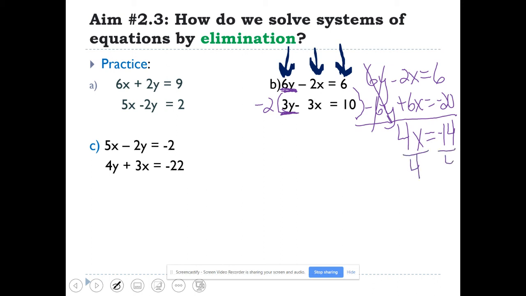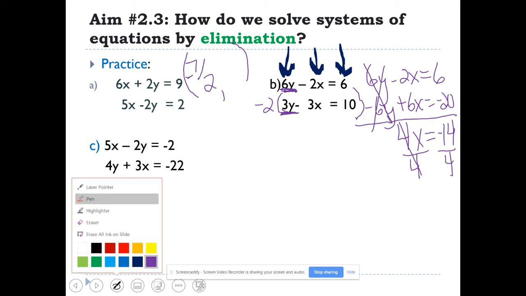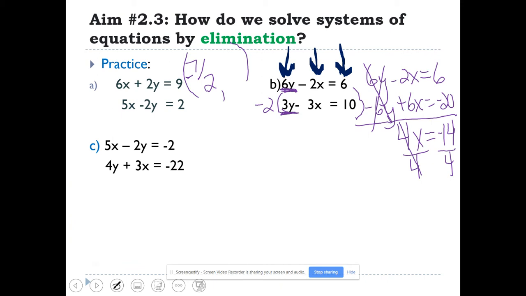I'm going to divide by 4. We end up with x is equal to negative 14 fourths. Remember, that's a fraction, so we need to make sure that we reduce it. And that means it's going to be negative 7 halves. Now, I know we don't like fractions, but remember, that's okay. We've got help for that. So let's go ahead and leave it as negative 7 halves.